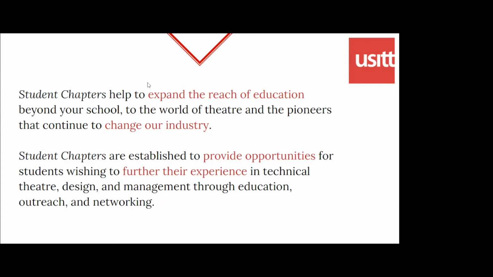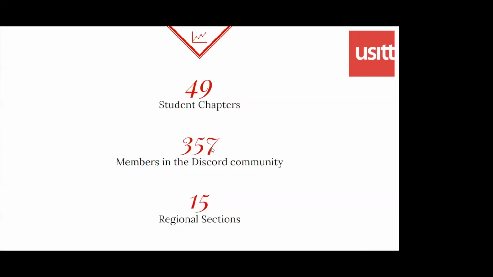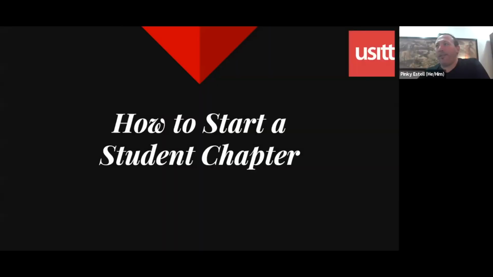There's the stuff written on the screen and there's stuff written on the website as well. These numbers are out of date and I apologize, but I didn't have time to update it. But last time we had checked, there were 49 student chapters, but I think right now we're at about 30 because there was a dip. And the USITT student and student chapter Discord has about 350 or 395 people. And I believe there are still 15 regional sections. And if I'm wrong, Pinky will correct me. That is correct. They have remained the same.